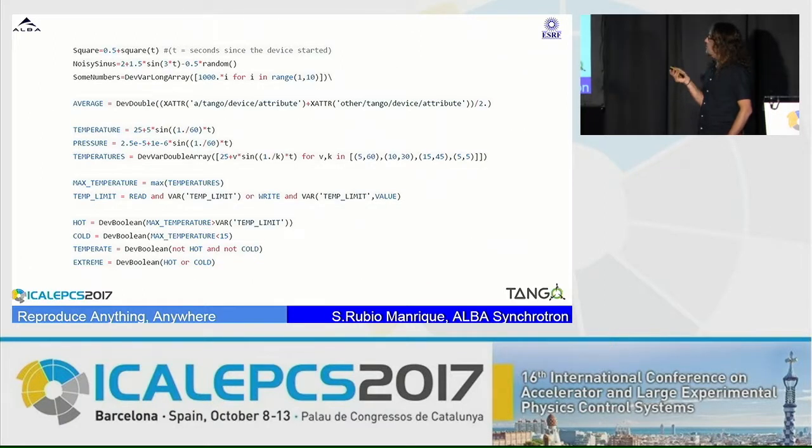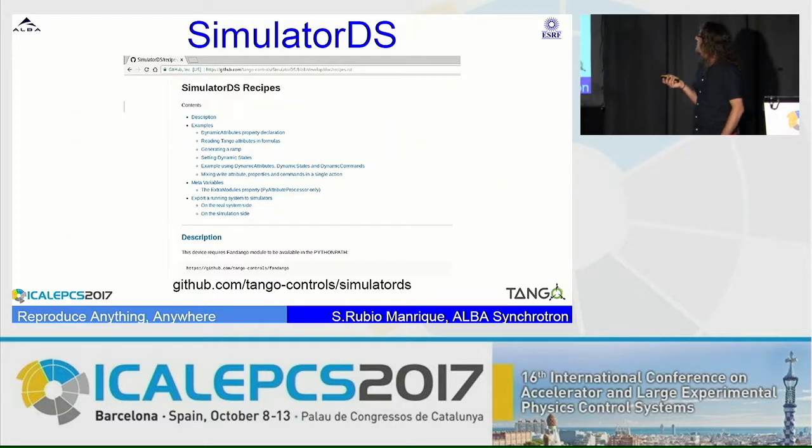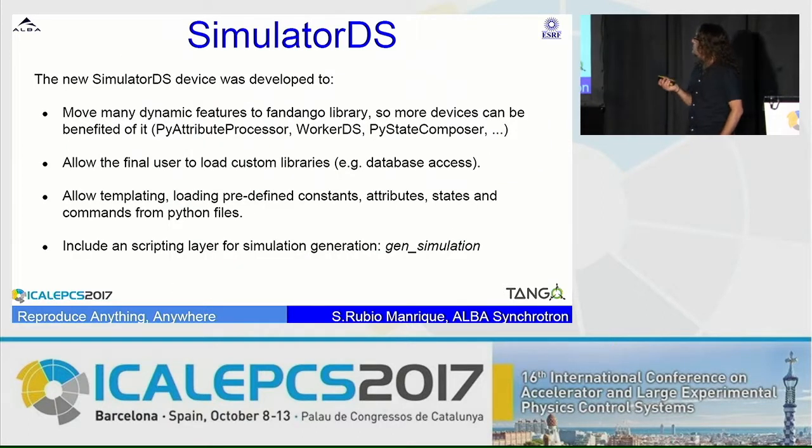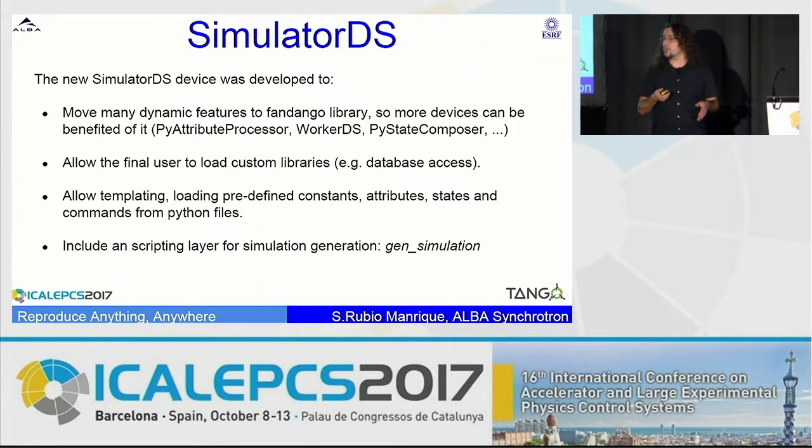Here you can see other examples of the syntax we're using to generate Tango attributes for simulation. There is the documentation of the project. Now we have evolved it to exploit some of the features we did for simulations. Now we are using it also on production devices. We allow the user to load custom libraries for complex behaviors.